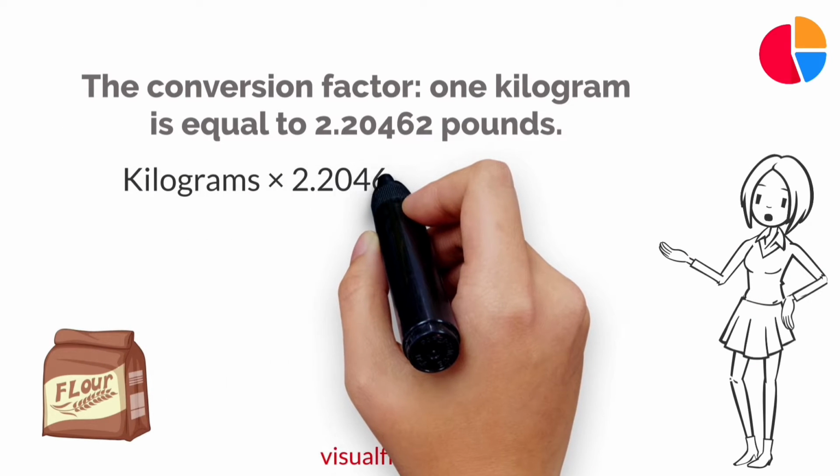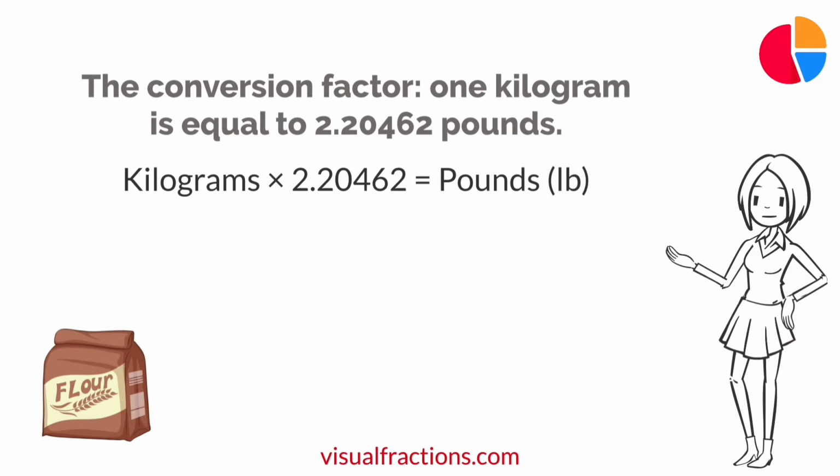1 kilogram is equal to 2.20462 pounds. To convert kilograms to pounds, all you need to do is multiply the number of kilograms by the conversion factor.